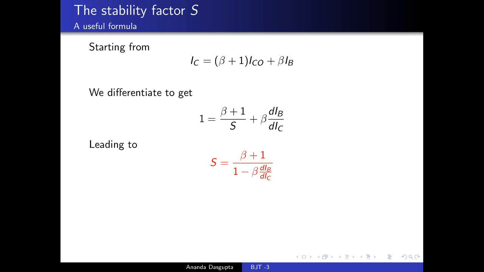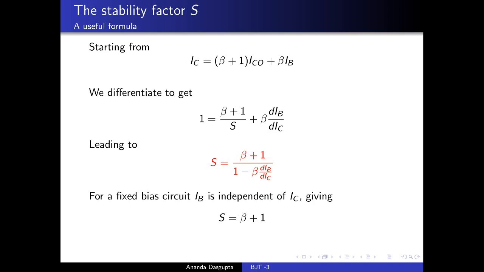Now just to put it to the test, in the fixed bias circuit, IB is controlled by the bias voltage VCC, the bias battery, by the value of RB and the value of V gamma, which for all practical purposes we take to be a constant. Which means that IB is actually independent of IC, because if you change the transistor or change the temperature, IB will not change. So dIB/dIC for our purpose, for the fixed bias circuit, is 0. And hence, what you end up with is S equals just beta plus 1.